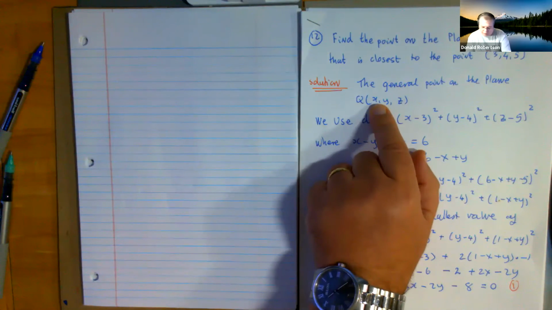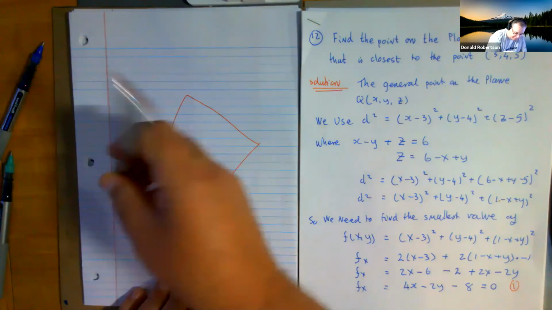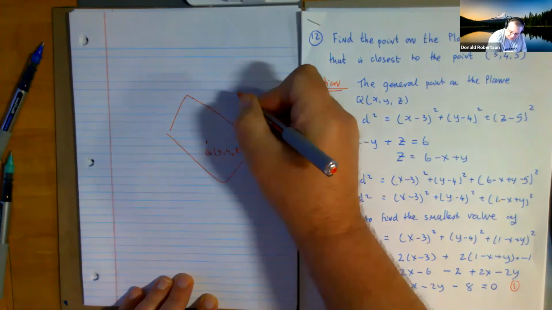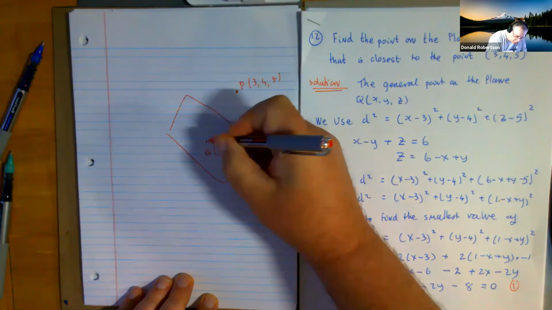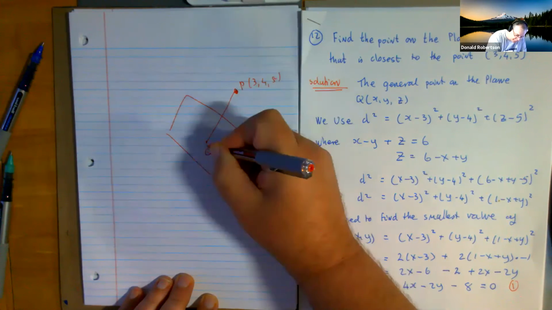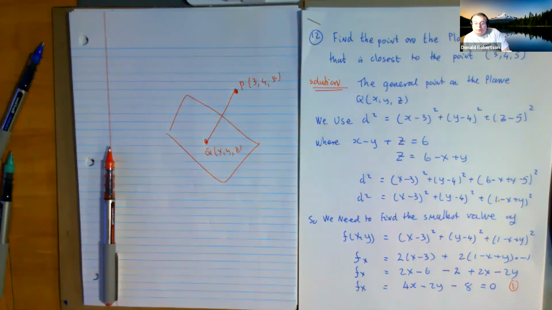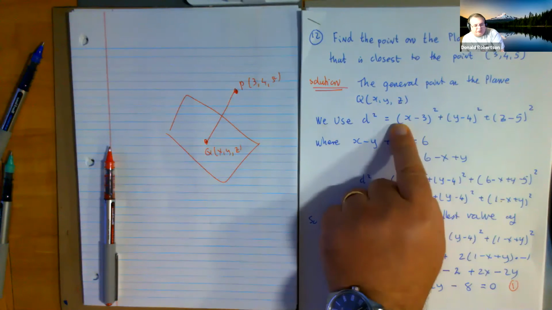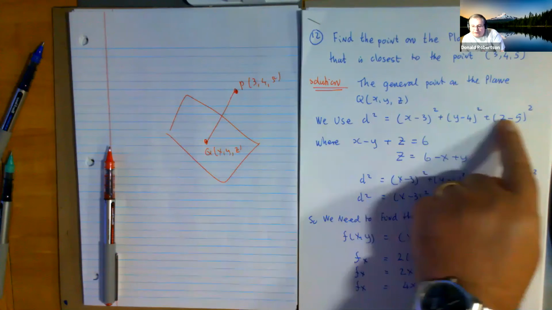I'm going to call it Q. So can you imagine this is the plane? And I'm just choosing a random point. I'm calling it Q, x, y, z. And then up here, we've got the point 3, 4, 5. And what we're going to do is find a formula that tells us the distance between those 2 points. And that's basically what this is doing. Isn't this the distance formula squared? x take away 3, and so on. So this is your optimization function.